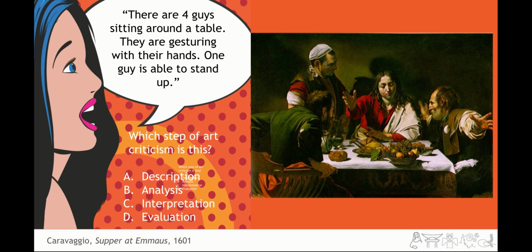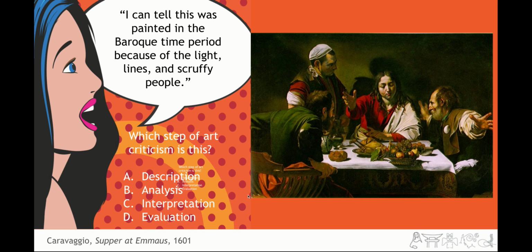We could have also included there's bread on the table with some apples. There's an interesting chair in the foreground. There's a tablecloth. I can tell this was painted in the Baroque time period because of the light lines and scruffy people. Which step of art criticism is this? Description, analysis, interpretation, evaluation?